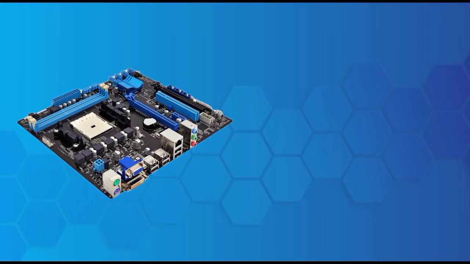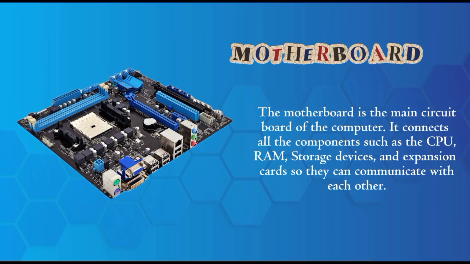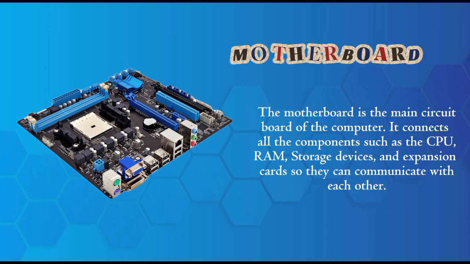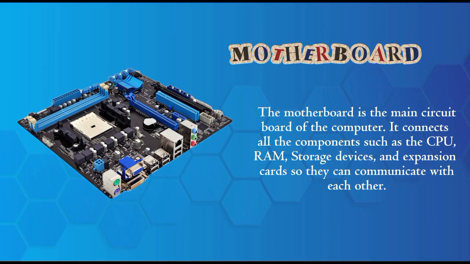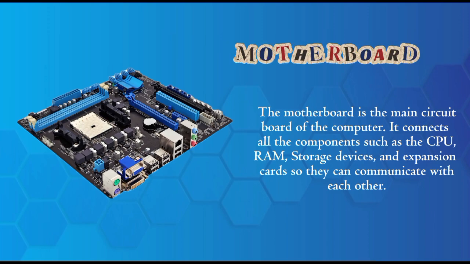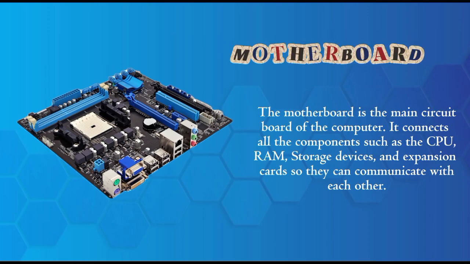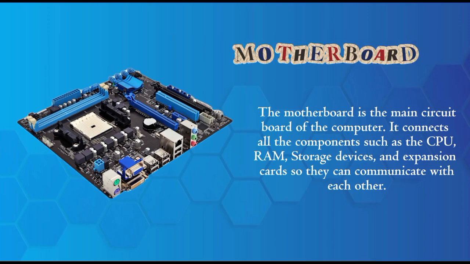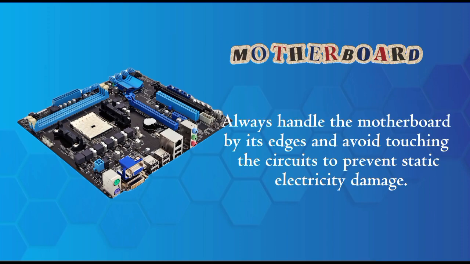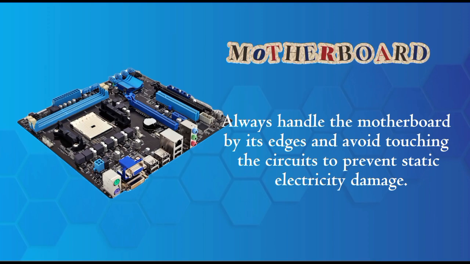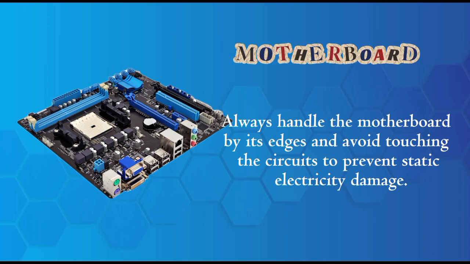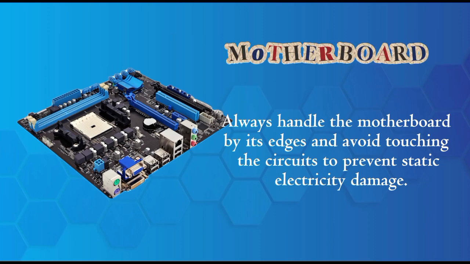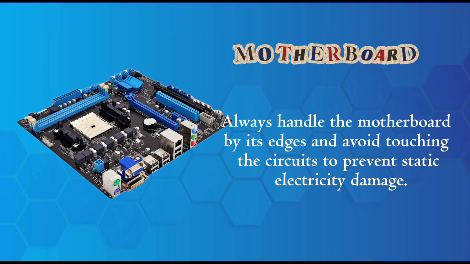The first computer hardware is the motherboard. The motherboard is the main circuit board of the computer. It connects all the components such as the CPU, RAM, storage devices, and expansion cards, so they can communicate with each other. For the basic handling of the motherboard, always handle it by its edge and avoid touching the circuits to prevent static electricity damage.